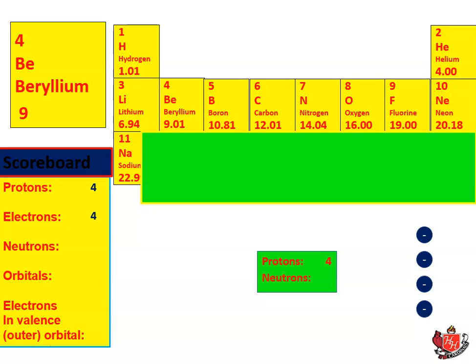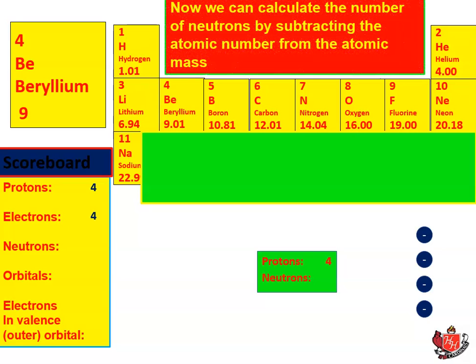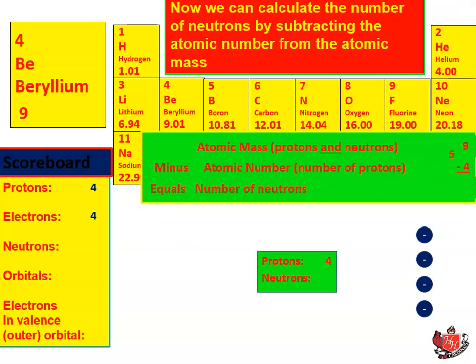So now we're going to do our arithmetic step here. We can now calculate the number of neutrons by subtracting the atomic number from the atomic mass, or from the mass number technically. So atomic mass or mass number is protons and neutrons, and that's 9. Minus the atomic number, which is the number of protons, that's the 4. And if you do that subtraction, that'll give you the number of neutrons, which is 5. So there's a total atomic mass or mass number of 9. 4 of those 9 are protons and 5 are neutrons. So we can go ahead and fill in our scoreboard for neutrons, and we can also finish filling in our nucleus. So 4 protons and 5 neutrons.